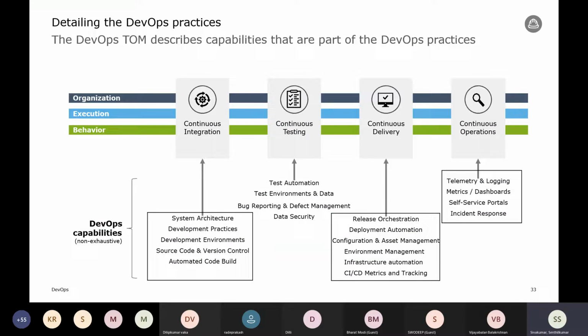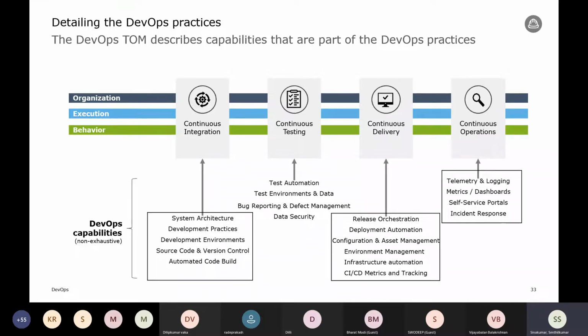So detailing the DevOps practice will give clarity for your things from the organization level, execution and behavior. These are the three key points in the governance of an organization. For that, you implement this DevOps capability: continuous integration, continuous testing, continuous deliverable, continuous operation.